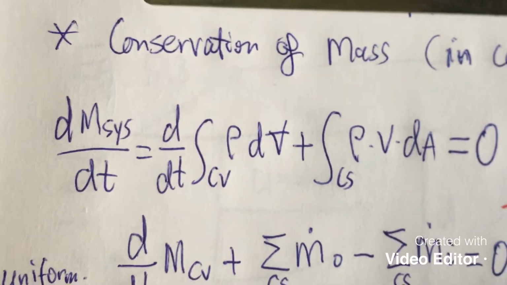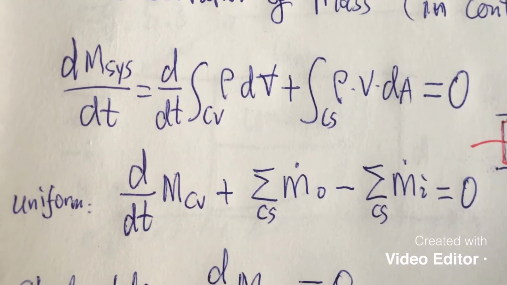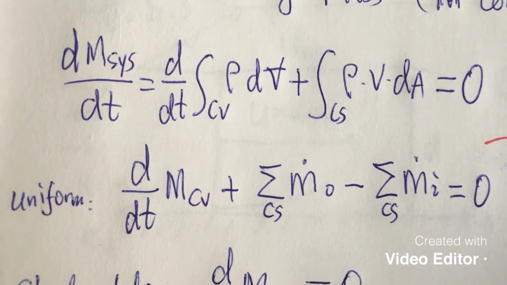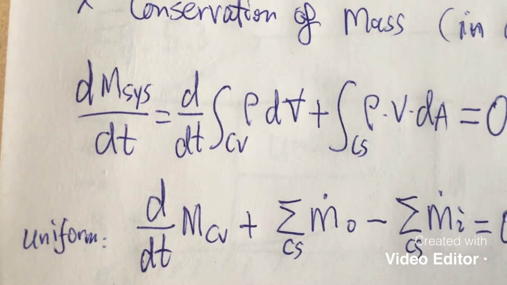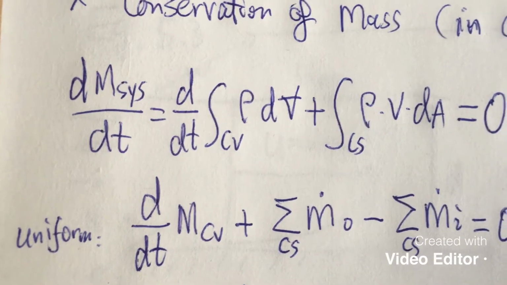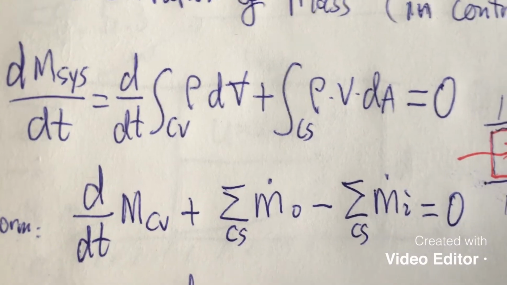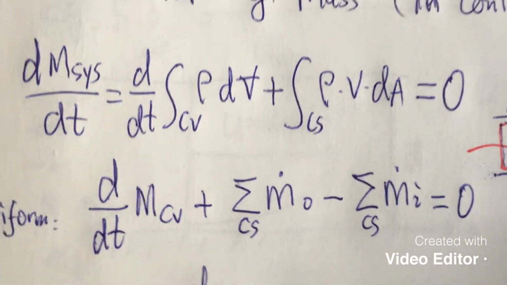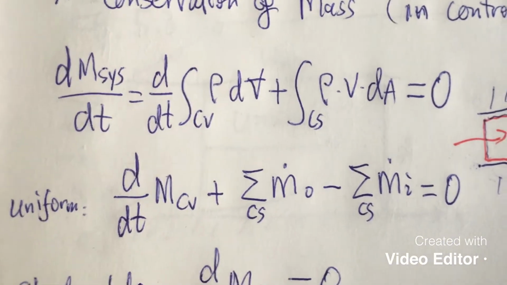This is the general form of the equation. But if we make some assumptions, we can get rid of dm_sys/dt, the total mass in the system, because it's constant, it's equal to 0, right? So this is actually the equation.